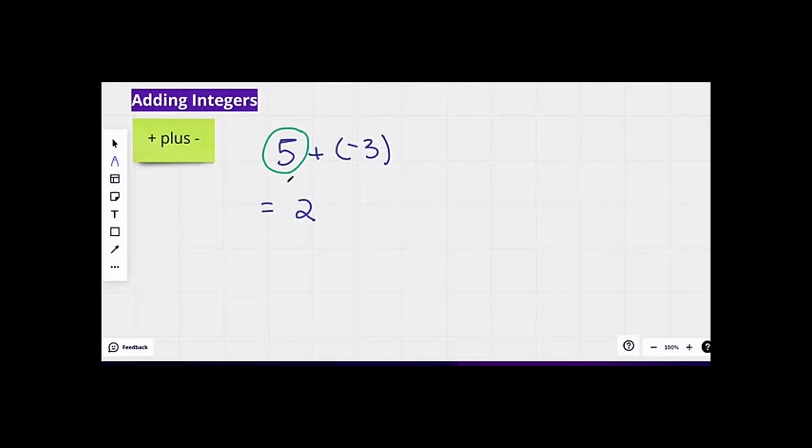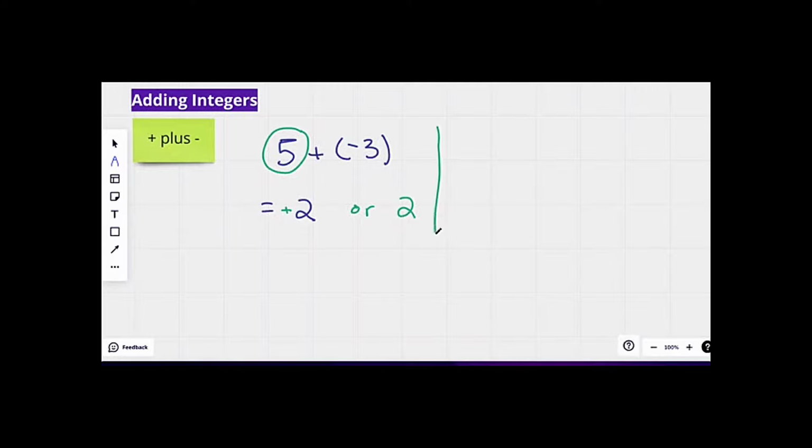And like I said, positive doesn't have to have a sign in front of it because positive are the numbers that we always know. So if we look at the rule, when we add a positive plus a negative, the result will always have the sign of the greatest number. The greatest number here is 5, and it's a positive, which means that our answer is positive 2, or 2. You don't have to put the positive sign in front of it, like I said.